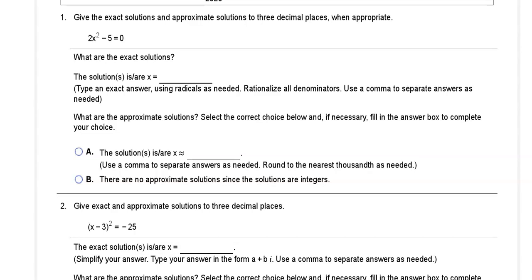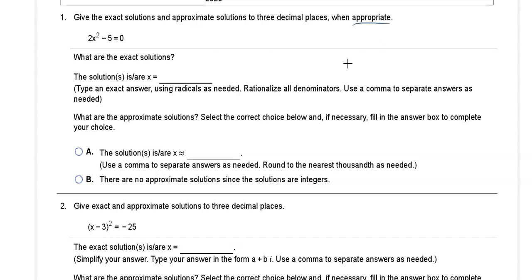In this video, we're going to take a look at the practice exam for Chapter 7 of Intermediate Algebra. All right, so the first question on the exam is to solve this equation. Give the exact solutions and approximate solutions to three decimal places where appropriate.